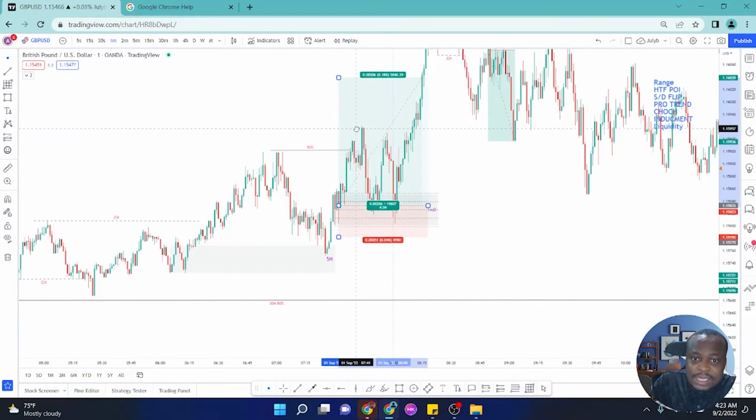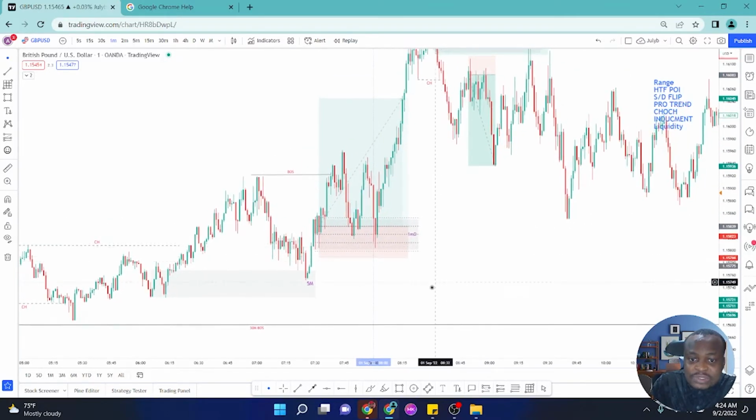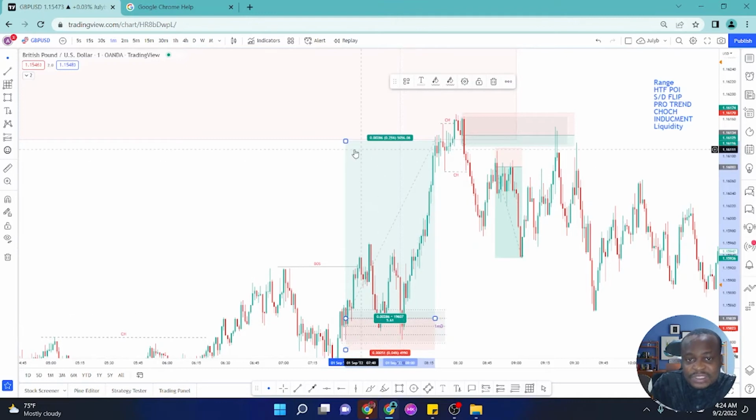So I set my trade, and immediately it was 8 o'clock. It tested it, and before I could come here, I already got my 5R, because this trade I took 5R on this trade. Why did I do that?